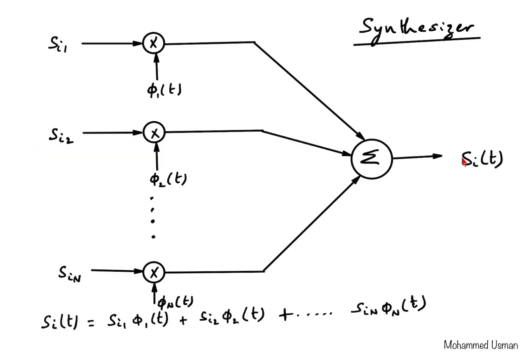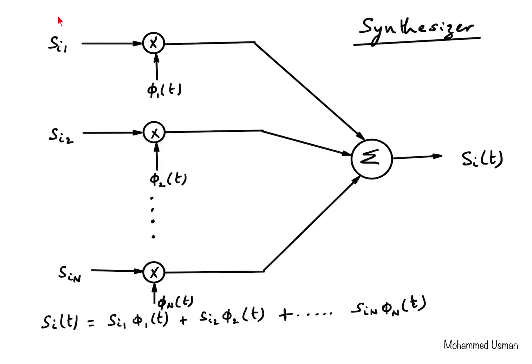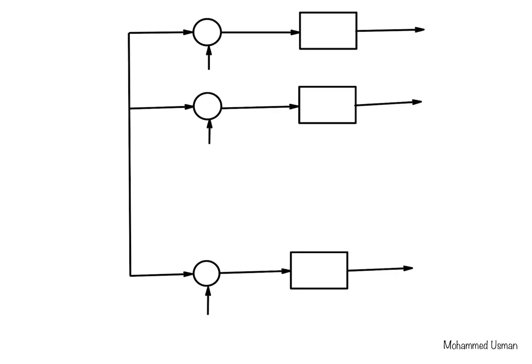So the reverse process, going from Si of t to these vector elements Si1, Si2, is called the analyzer. The process in the other direction is called a synthesizer. We will now look at the block diagram for the analyzer, which analyzes the signal Si of t and gives us the vector elements Si1, Si2, and so on. So the process of analyzing, going in the reverse direction from the signal to get back its vector elements, we can get it in this way.